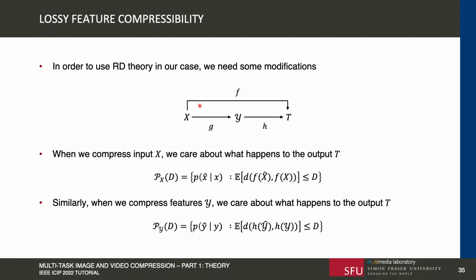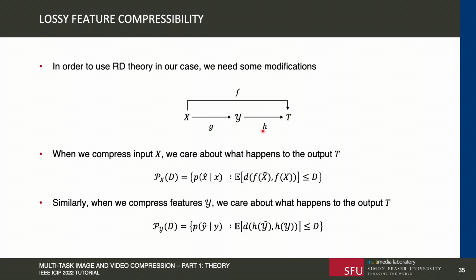But in both those cases, when we compress x or y, we don't really care as much about the distortion at x or distortion at y. What really matters is what happens at the output of the model. In other words, the effect of compression of x or compression of y on this output variable t.